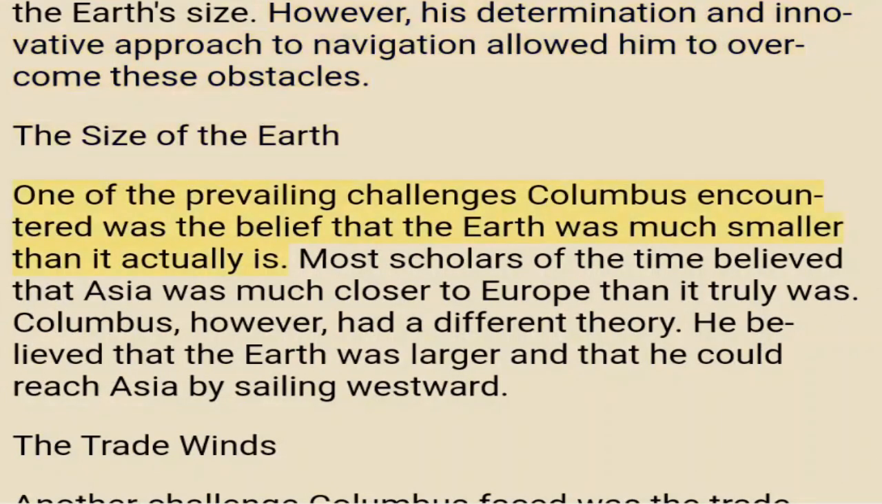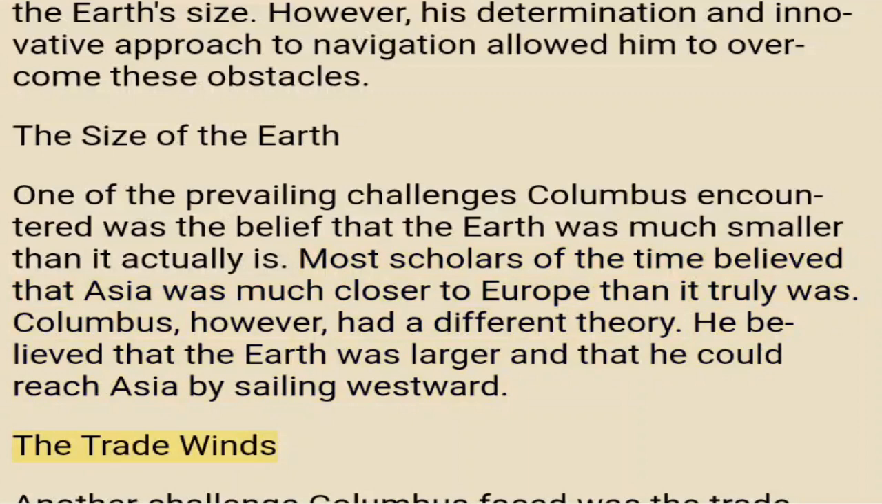The size of the Earth. One of the prevailing challenges Columbus encountered was the belief that the Earth was much smaller than it actually is. Most scholars of the time believed that Asia was much closer to Europe than it truly was. Columbus, however, had a different theory. He believed that the Earth was larger and that he could reach Asia by sailing westward.